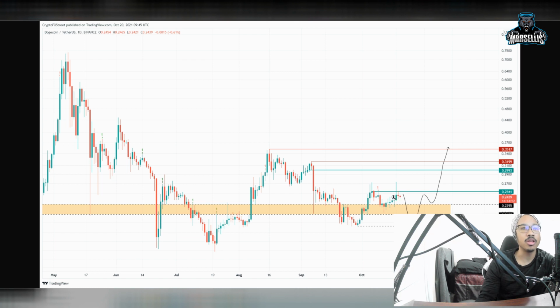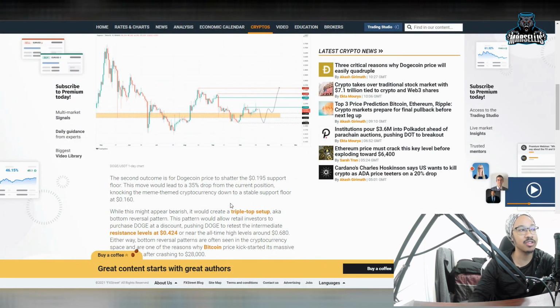But they're like, look, if we get rejected at 25.41, do not be scared if we go down to 19 cents, because we're projected to do that. They say that this support is very crucial because once it bottoms out one more time at 19 cents, they're saying we will have that momentum to go all the way up here. So that's actually a pretty good technical analysis here. Shout out to FX Street for that.